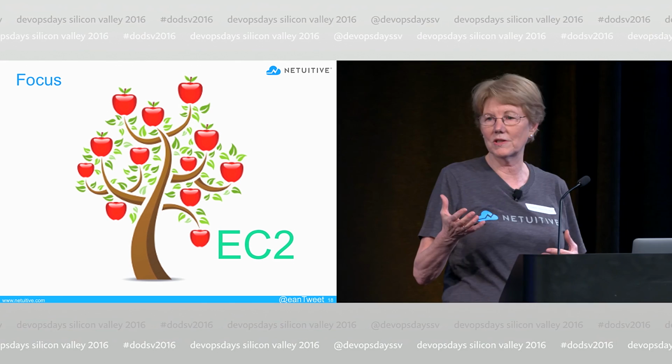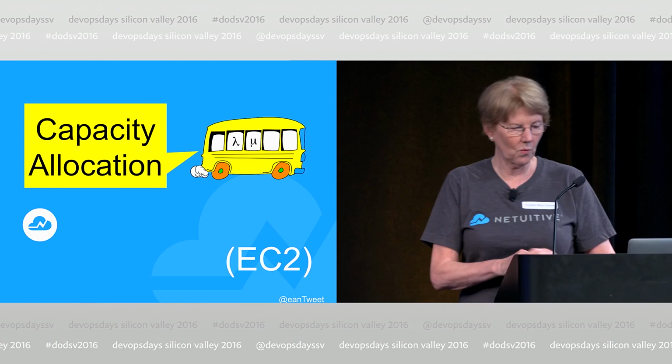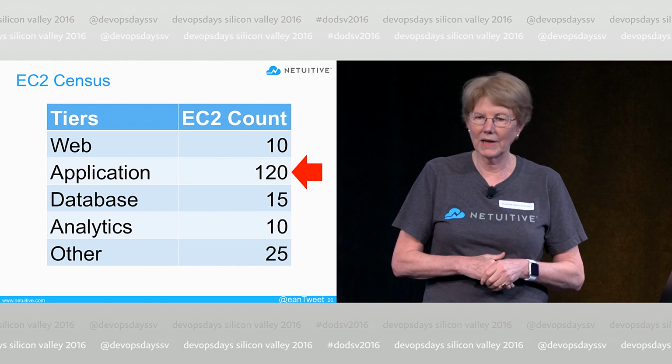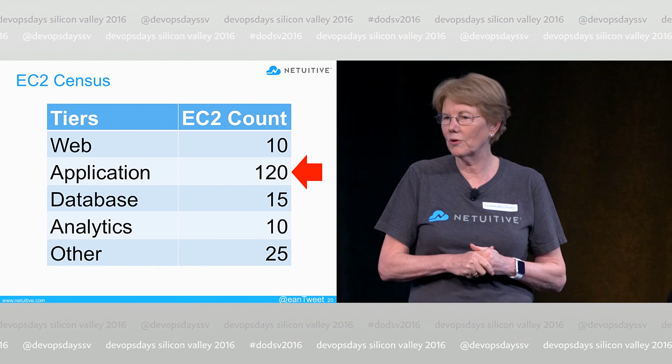So now we've decided we're going to look at EC2s. Well, how are they being used? Take a look at the inventory. It looks like the application is taking up most of the EC2s, so we should probably look at the application. It's a web application. They're using auto-scaling groups and ELBs that are fronting them. They kind of look like this.